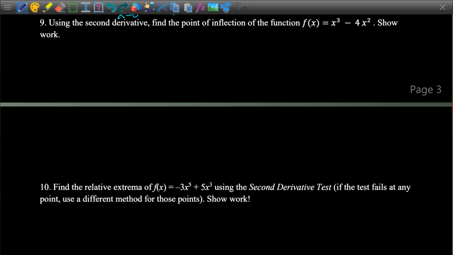All right, so number 9, using the second derivative, find the point of inflection of the function that is given there. So we'll need our second derivative. Our first derivative is going to be 3x squared minus 8x. Our second derivative is 6x minus 8. I'm going to set that equal to 0.